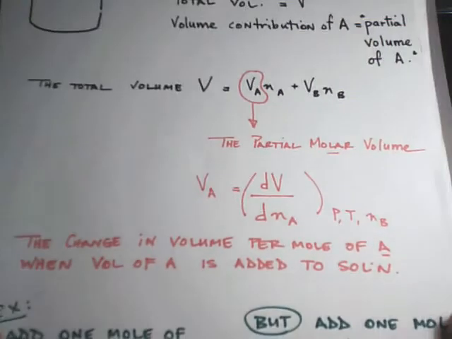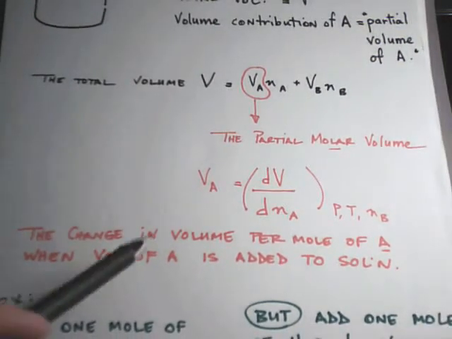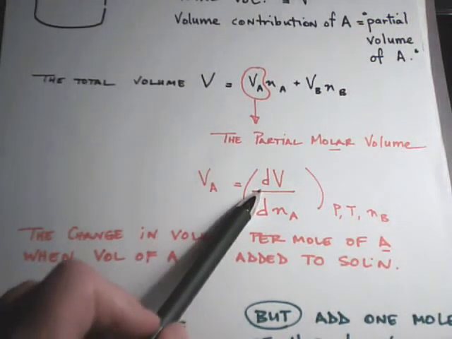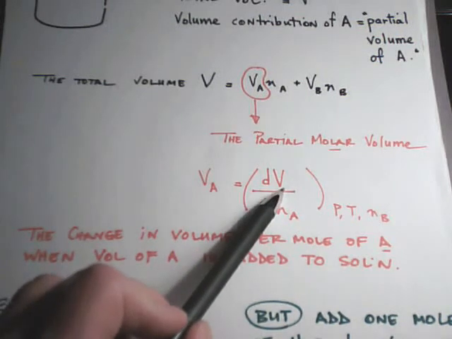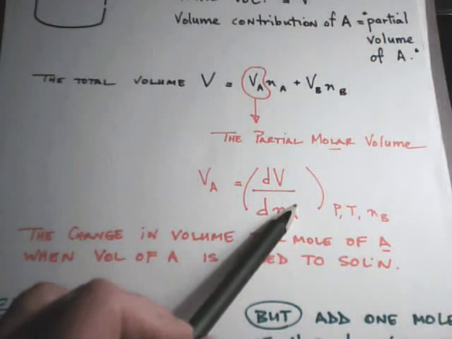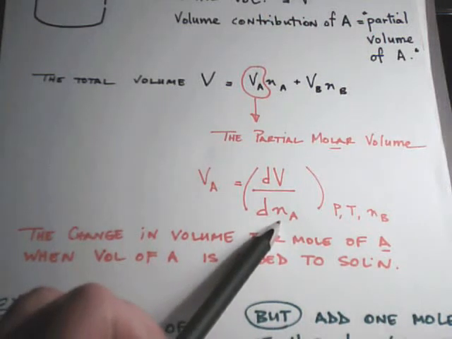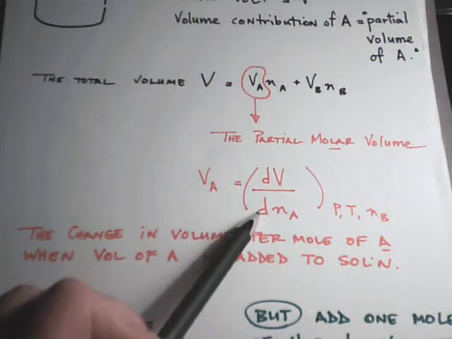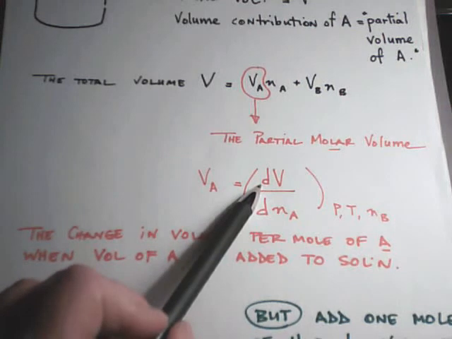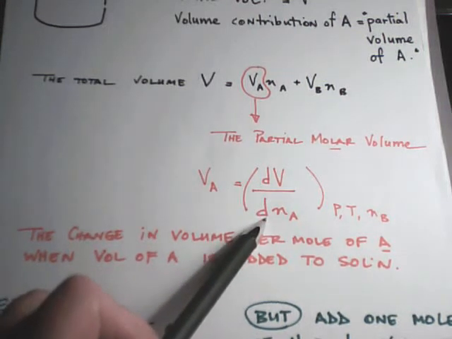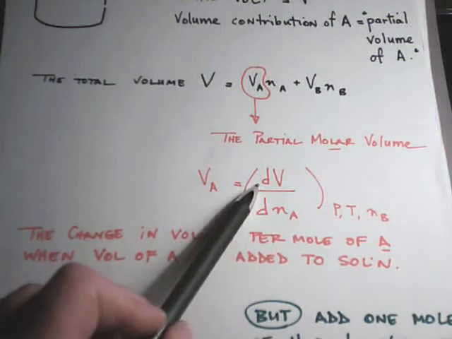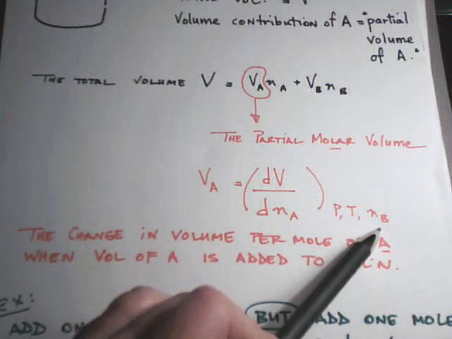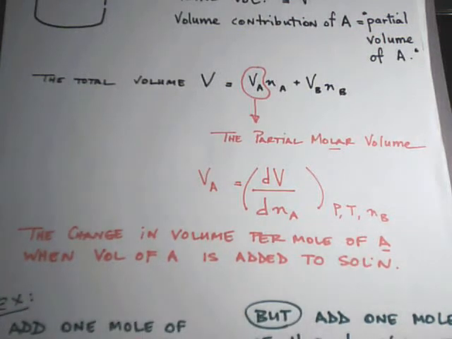It looks like a little partial rate. So I symbolize it this way, and it's equal to the change in the total volume when an amount of A is added. Specifically, you can think of our beaker of solution and the change in the total volume that's experienced when I add one mole of A to a solution of that concentration while keeping the pressure, the temperature, and the other number of moles constant. That is my partial molar volume.